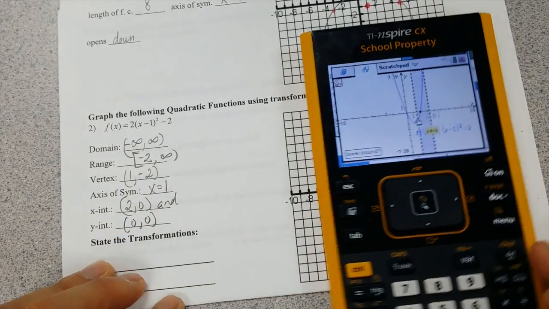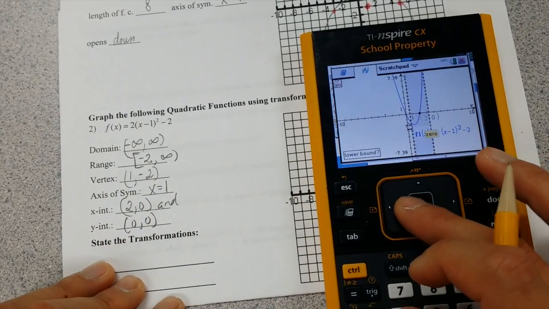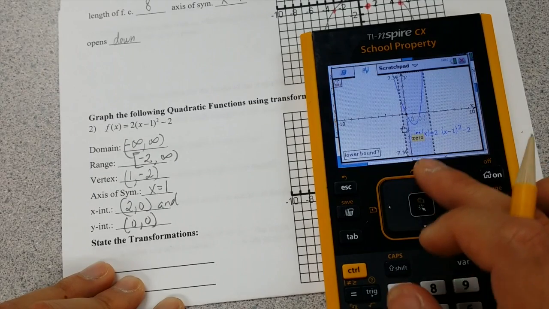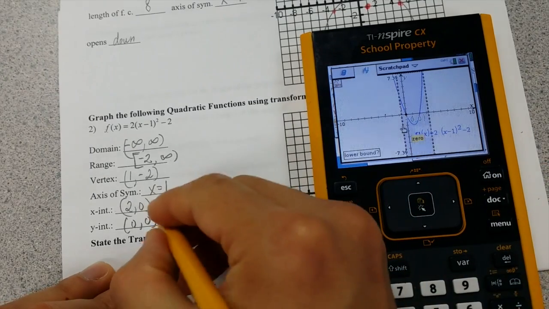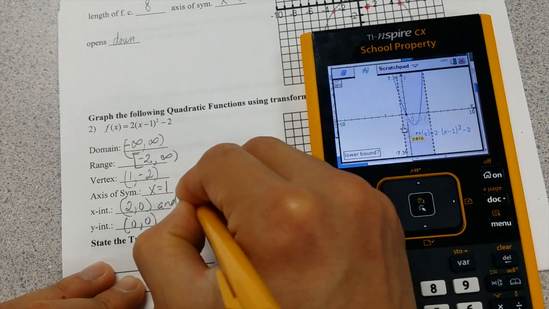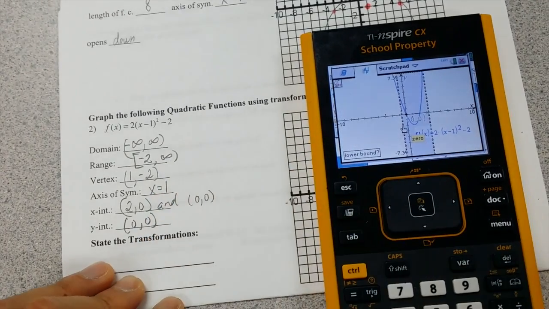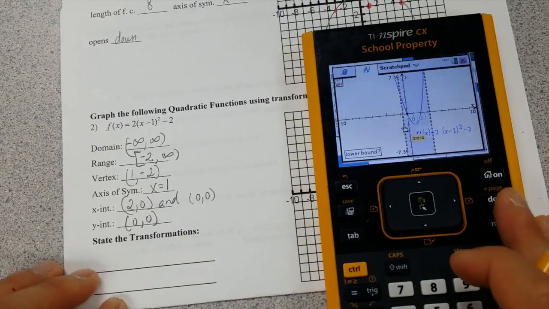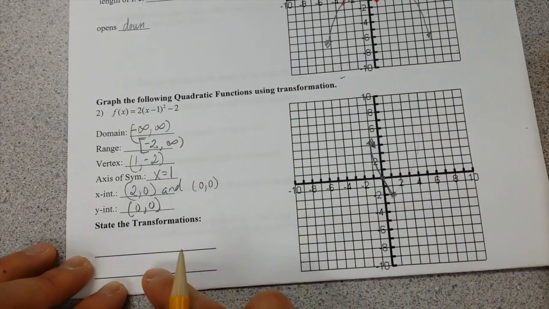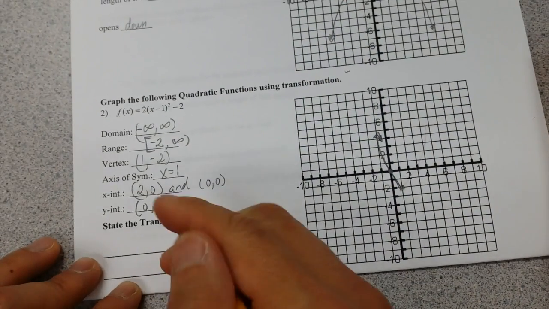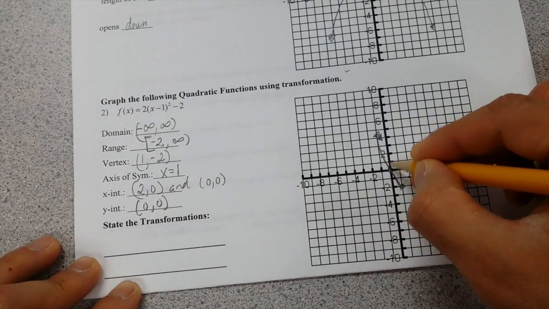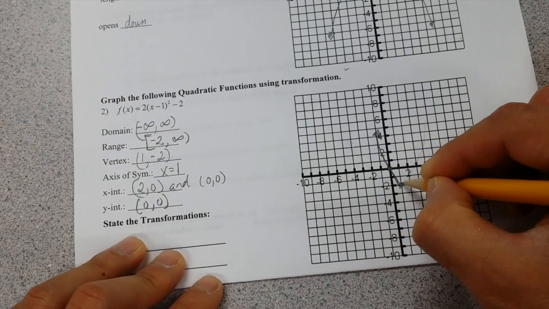If you scroll more, another point pops up, (0, 0). That is the other x-intercept.